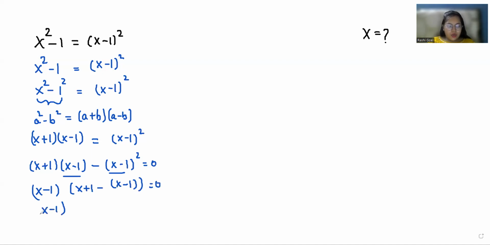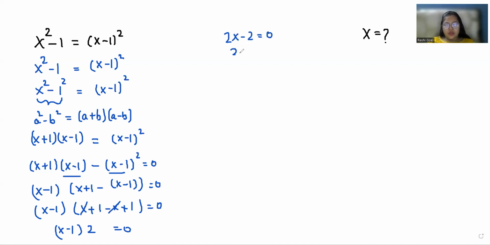So x minus 1. Here x plus 1 minus x, minus minus plus 1 is equal to 0. So we can cancel out this positive x with negative x. So (x minus 1) times 2 is equal to 0. So it becomes 2x minus 2 is equal to 0. So 2x is equal to 2. x is equal to 2 by 2. So the value of x is 1.